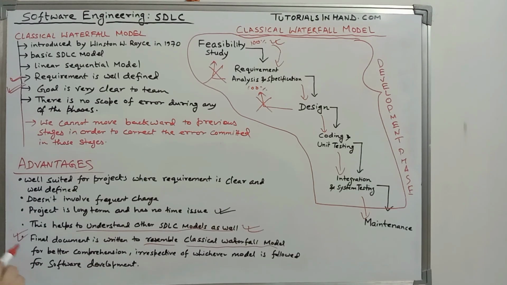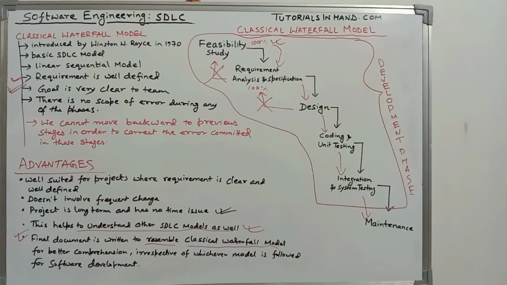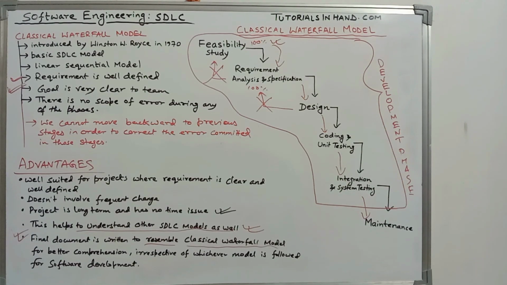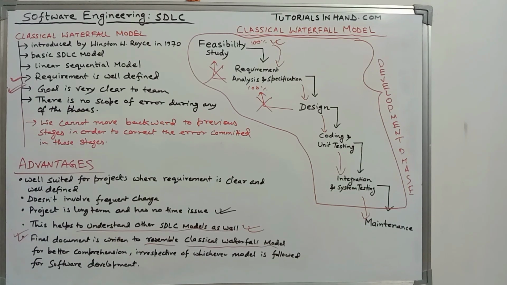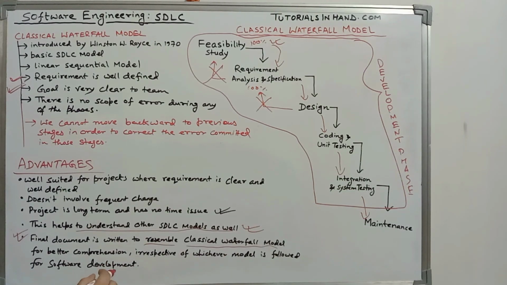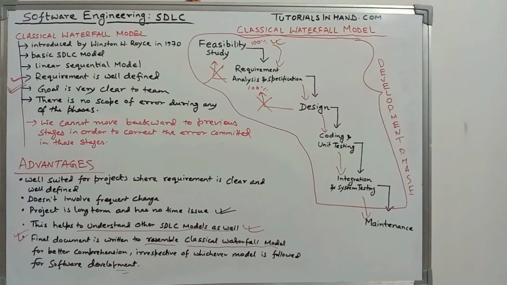Why? Because it gives you a better comprehension, better understanding, and it gives you a better highlight of each and every functionality, each and every contract that you have with the customer and what you are going to make. So this final document is written to resemble the classical waterfall model for better comprehension, right? Irrespective of whichever model you follow for software development. So this is why it becomes really important.